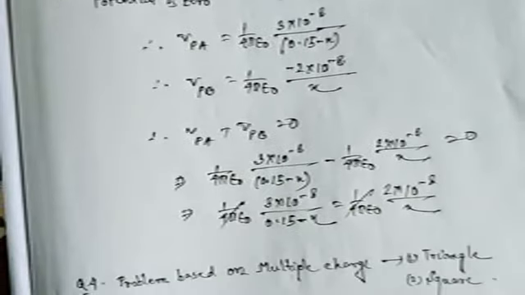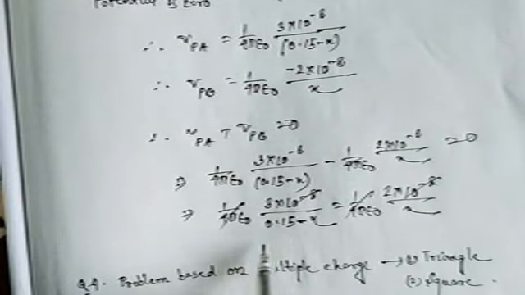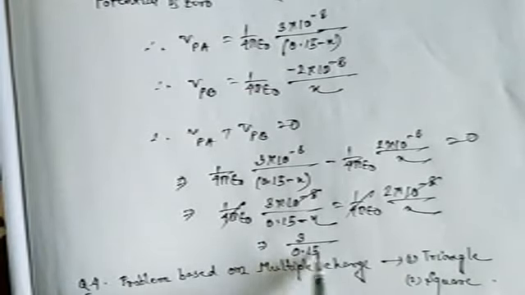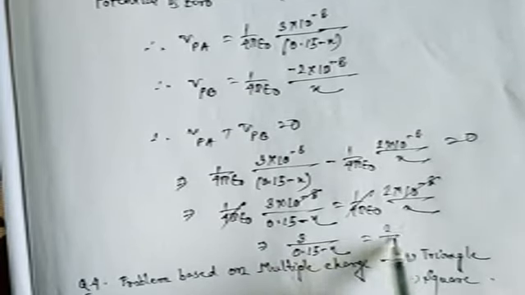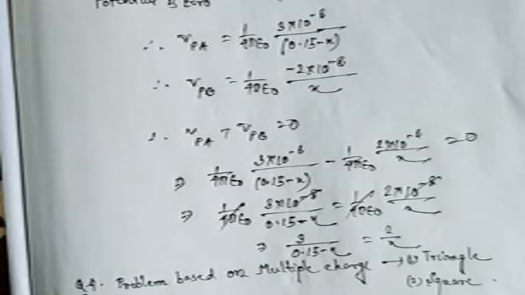The 4 pi epsilon naught cancels out on both sides. 10 to the power minus 8 and 10 to the power minus 8 also cancel out, and the remaining part is 3 by 0.15 minus x equals 2 by x. Now I hope you can solve it and find the value of x. That's all.